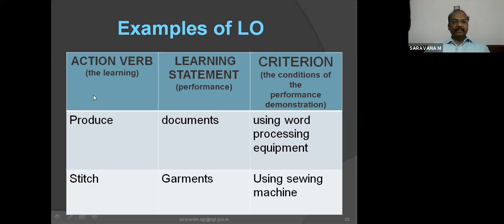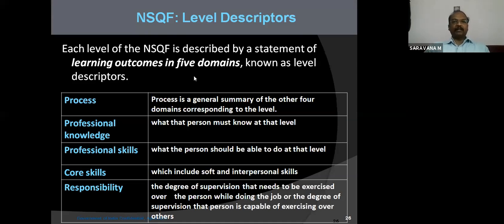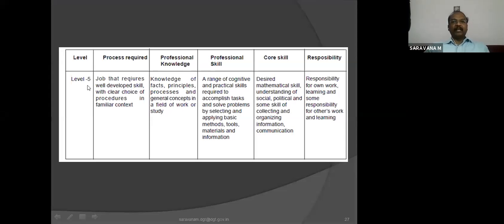And you see, this is the NSQF, 5 major domains, like Bloom's taxonomy has 3 major domains. In our NSQF there are 5 important domains: process, professional knowledge, professional skill, core skill, and responsibility. How these 5 domains are related to each other, you see, in level 5, CTS course, 2 years engineering course, level 5, how these 5 domains are reflected.